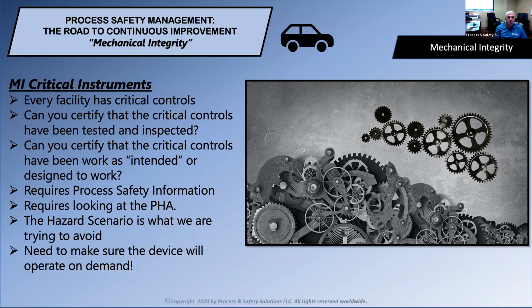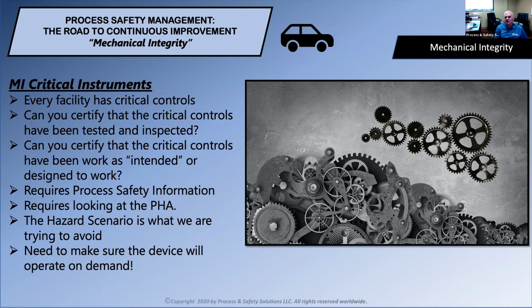Can you certify that the critical controls have been working as intended or designed to work? Again, what do we need to know in order to determine that? We need to understand the PSI, or the process safety information, associated with those. If you cannot look at your process safety information and determine how a critical control works, then your process safety information needs to be updated. If your process safety information is incorrect, then I will almost guarantee the inspection and test isn't going to be correct as well.